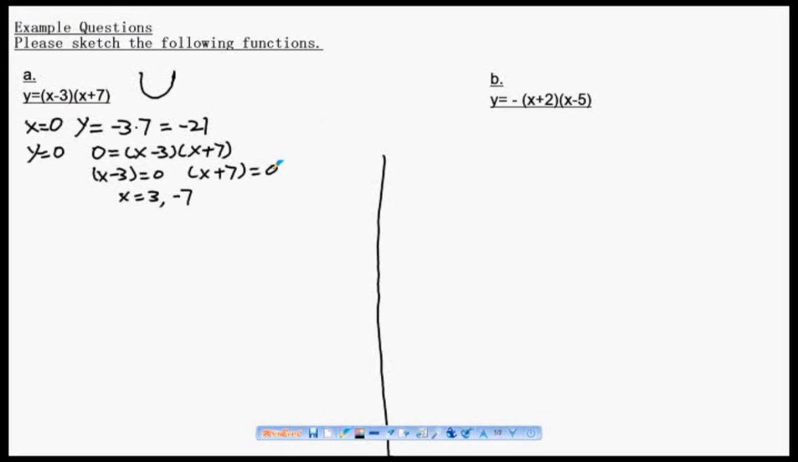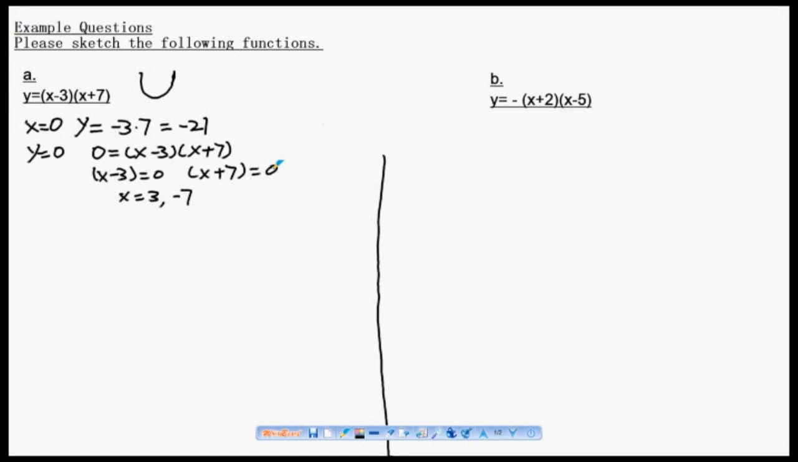Let's start by finding the x-intercept and y-intercept. Let's find the y-intercept by assuming x equals 0. Here, when x is 0, y will be minus 3 times 7, because 0 minus 3 is minus 3 and 0 plus 7 is 7, straightforward, which is minus 21.